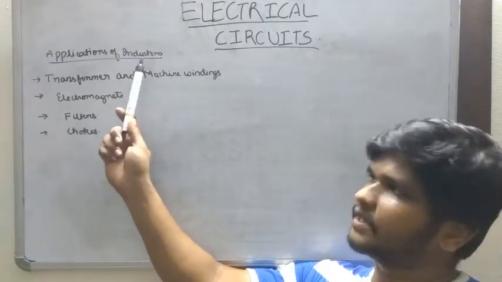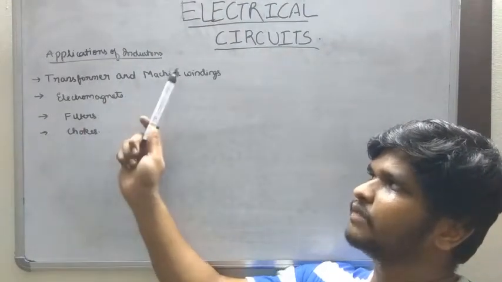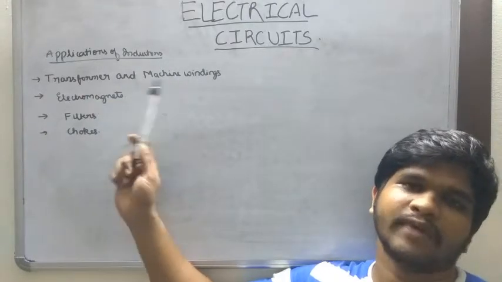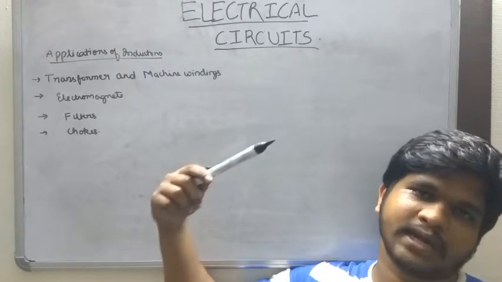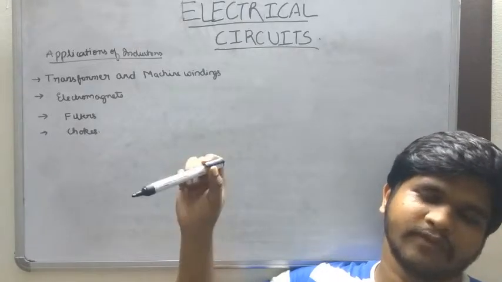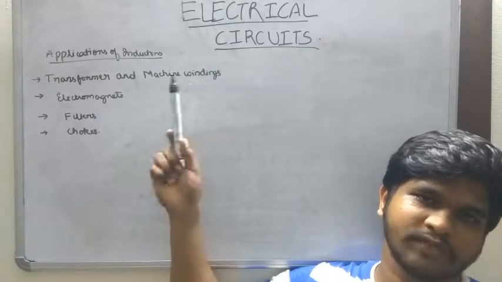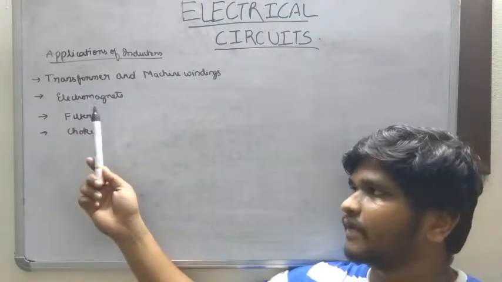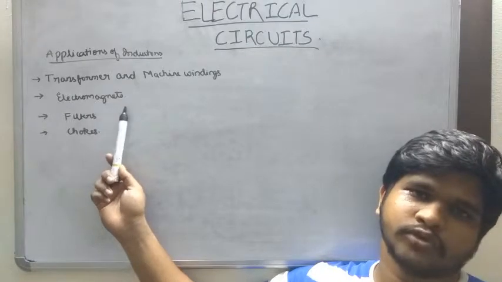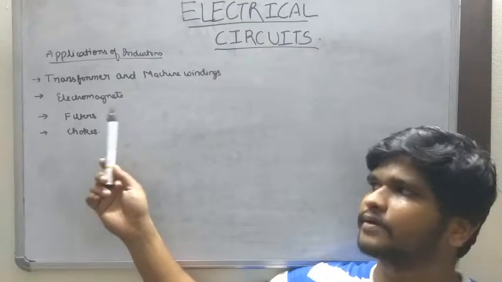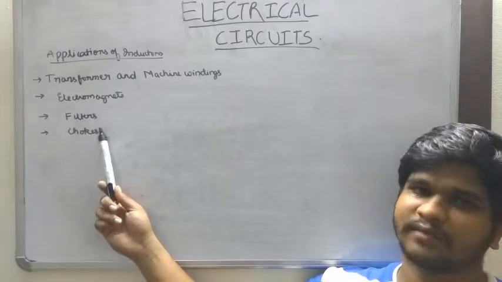Now coming to the applications of inductors. Inductors are used in transformer and machine windings, and they are used in electromagnets. We all know that an electromagnet means whenever we wind an electrical conductor around a ferromagnetic substance and pass current through that wire, the ferromagnetic substance around which the conductor is wound turns into a magnet. That is nothing but an electromagnet. And then filters, which are generally used to reduce the harmonics, and chokes, which are used for starting the tube light.